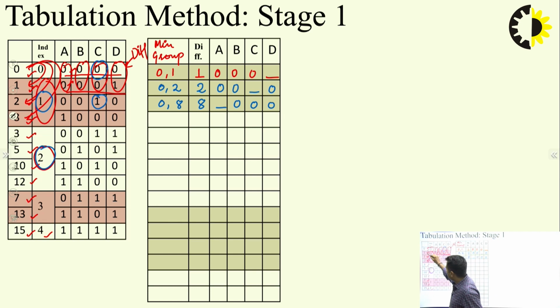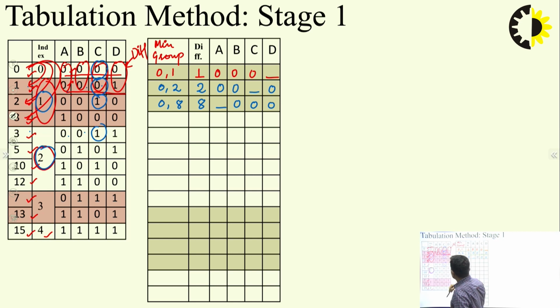Now checking index 1 terms with index 2 terms. That means 1 will be compared with 3. So checking 1 and 3, is there any possibility? Yes, we can see that 0, 0 is same, 0, 0 is same, 0, 1 is the point of difference, and 1, 1 is same.